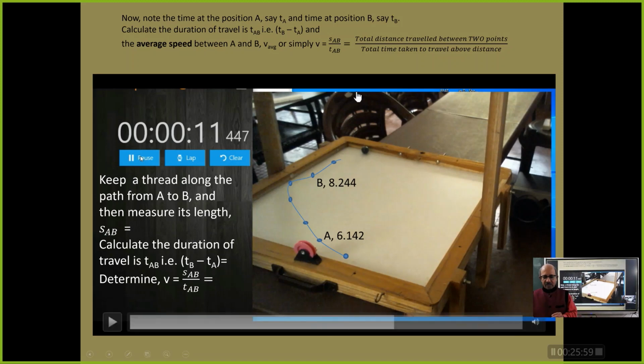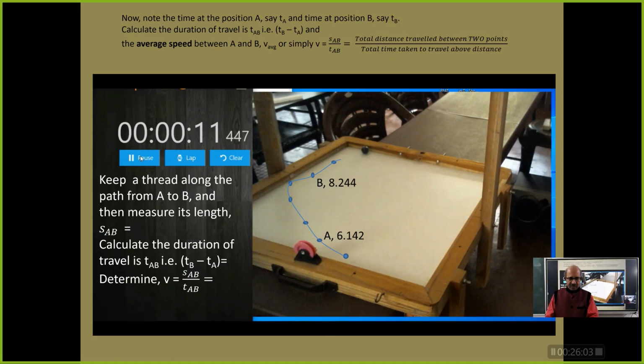Now using these two pieces of information, the distance traveled and the time duration for which it has traveled, I will do this operation. What is the operation? The total distance traveled between two points divided by the time taken to travel that distance. Then I will get a number. That number I will call the average speed. Okay. Now let's have some more understanding of this average speed.